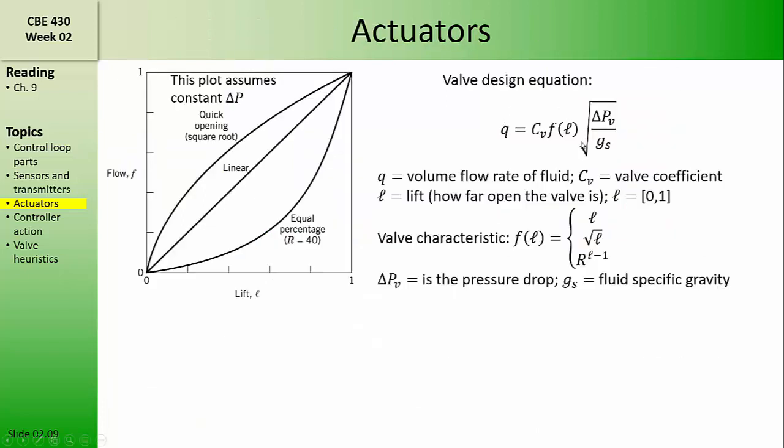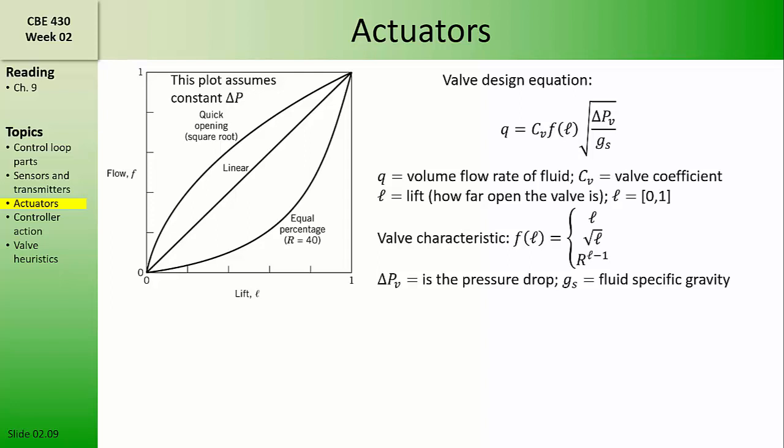The control valve design equation predicts the volume flow rate Q of a fluid through the valve based on some function of the valve position, or the lift, L, and the square root of the pressure drop across the valve. CV here is the valve coefficient, which indicates the size of the valve. CV is a constant for any valve. The function f of L is what we call the valve characteristic, which describes how the flow rate changes as the valve lift or the valve stem position changes. The lift is a number between 0 and 1.